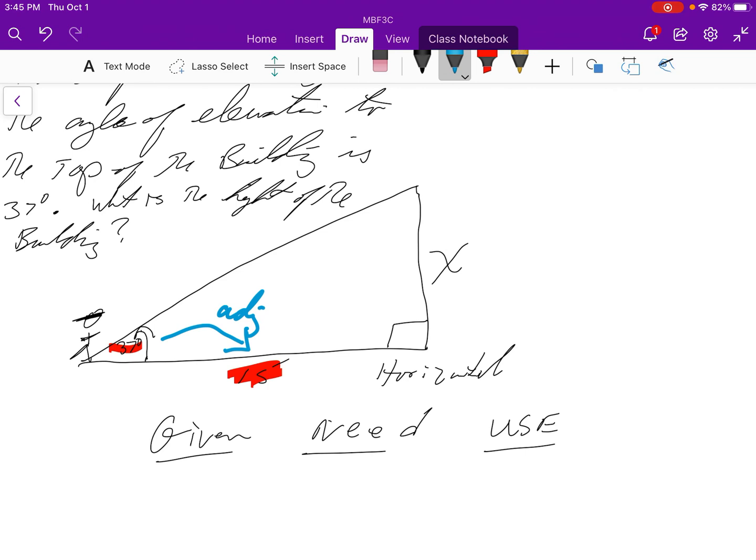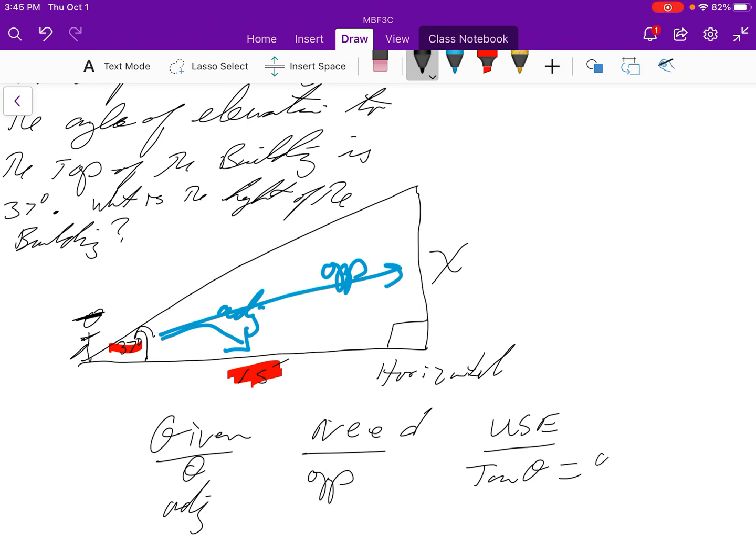Right? So we've got the angle, we've got adjacent. What are we looking for? Well, the x is way over here on this side. It is opposite the angle. So we need the opposite side length. And again, just like the last example, tan is the trig that we use.